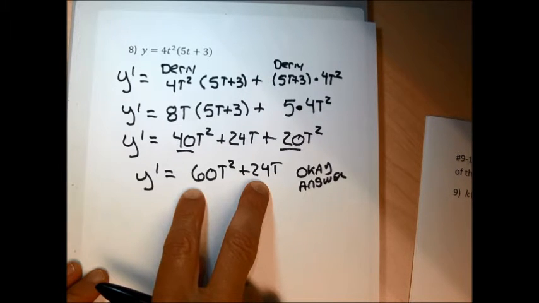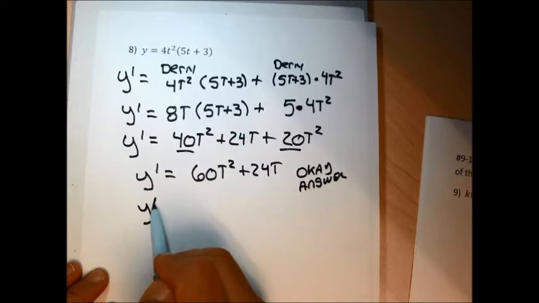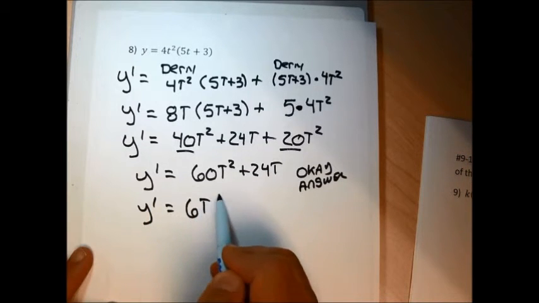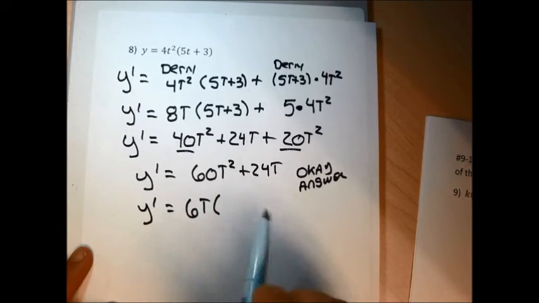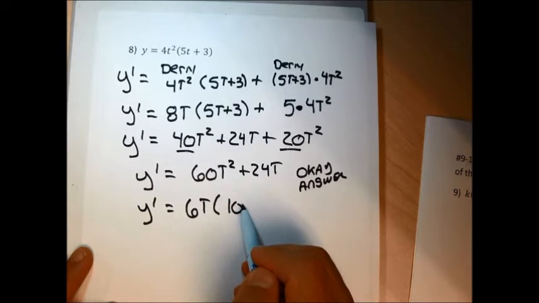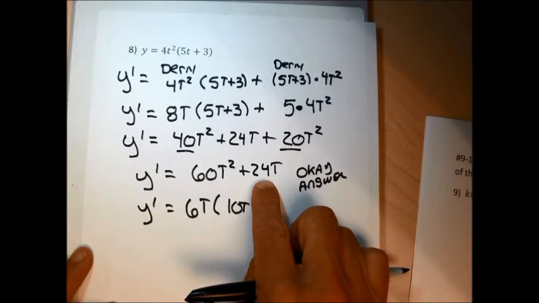So if I factored out a 6 and a t, I'd write a 6t and then a parentheses, and from here I'd be left with a 10t. And 24 divided by 6 is 4. It means I could have divided out a 12.